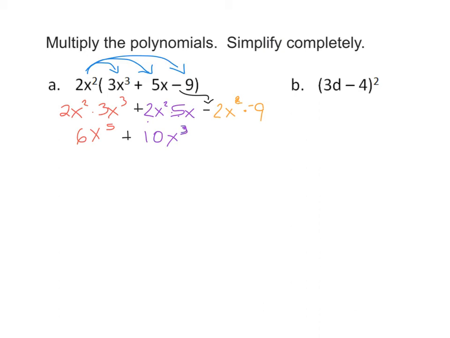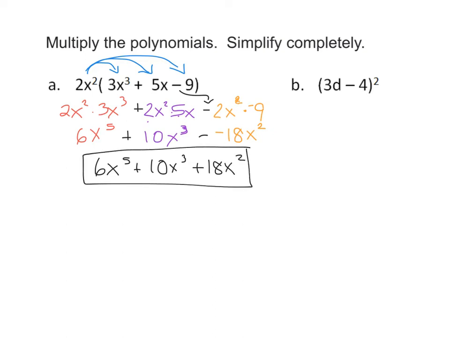And then minus, in the orange, 2x squared times negative 9. So we can multiply the 2 and the negative 9, and we get negative 18x squared. Now we're almost done. I'm just going to ask that we simplify this minus a negative 18x squared by changing that to plus. So my final answer is going to be 6x to the fifth plus 10x to the third plus, because minus a negative, 18x squared. Again, we cannot combine these because they're not like variable parts.